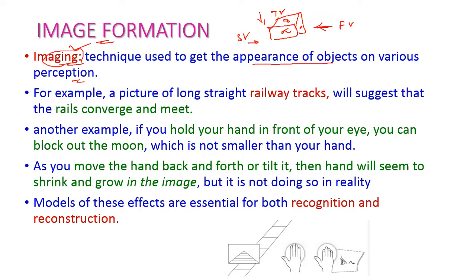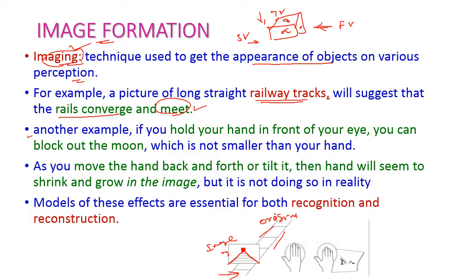For example, we can take a picture of a straight railway track. From the image we can suggest that the railway tracks will converge and meet at one point, isn't it? But originally, see, this is the railway track, this is the original one, and this is the image. Originally the tracks never meet at any point, but in our image, the tracks meet at one point.